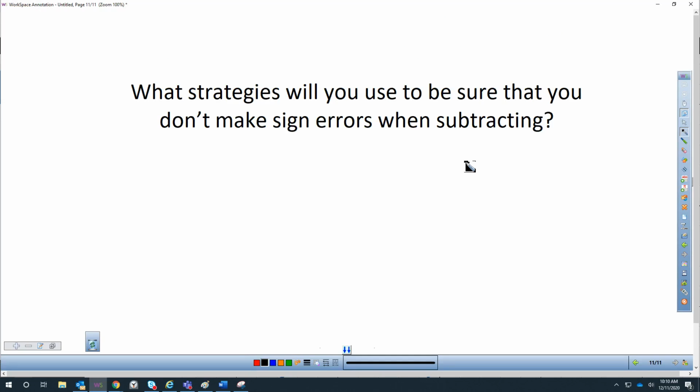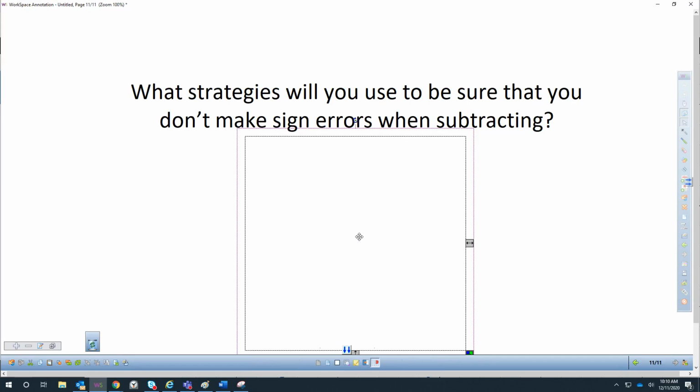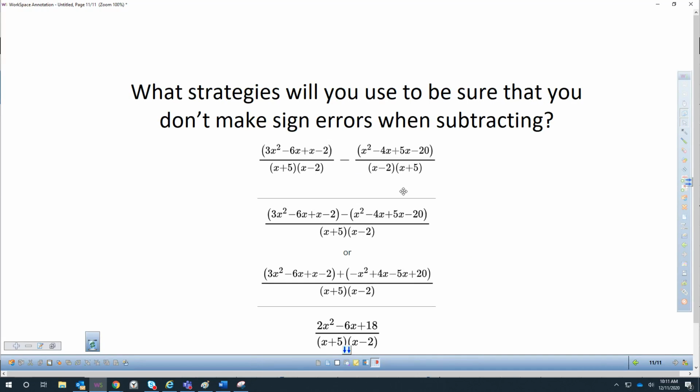And our last question has to do with subtracting. There's often sign errors that are made when people try to subtract rational functions, really any subtraction we need to be careful with. So what are some strategies that we can use to make sure we don't commit those errors? So here's a subtraction problem from the assignment. And really this step is the one where we have to be careful, where we actually do the subtracting. And there's a couple different strategies that can help you not make mistakes.